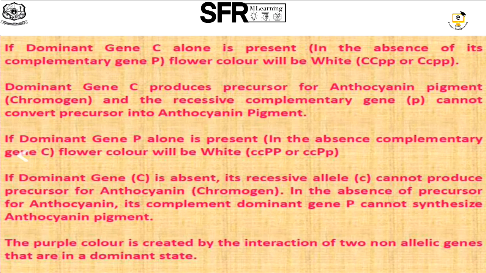The dominant gene C produces the precursor of anthocyanin pigment, that is chromogen, but without P it cannot be converted into anthocyanin pigment. If dominant gene P is present alone, in the absence of complementary gene C, the flower color will be white because no anthocyanin pigment will be produced. If dominant gene C is absent, its recessive allele cannot produce the precursor of anthocyanin, so in the absence of the precursor, its complementary gene P cannot synthesize anthocyanin pigment.